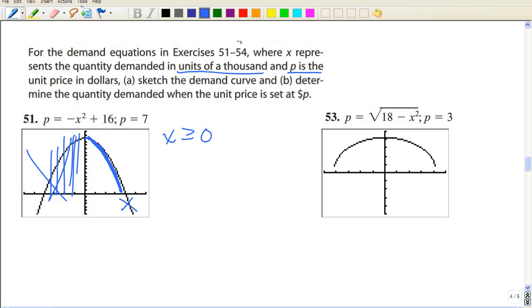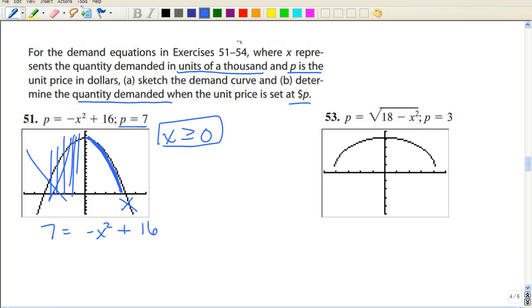So we have a domain restriction of x being greater than or equal to 0, because you don't have a negative demand. And we also would not have a negative price. Right, so determine the quantity demanded when the unit price is set at $p. Right, so you could look at the graph and come up here, but it's not very accurate. I'm just going to say, all right, since p is 7, you're solving for x. It says determine the quantity demanded.